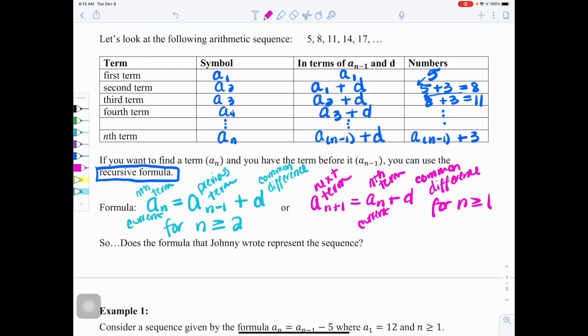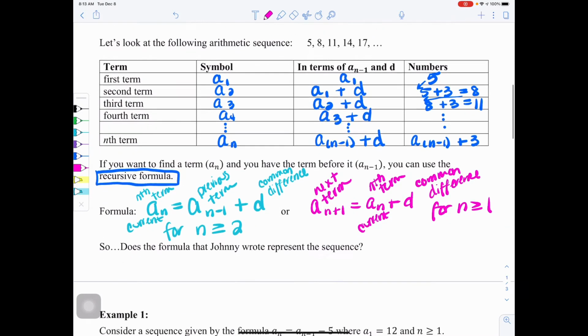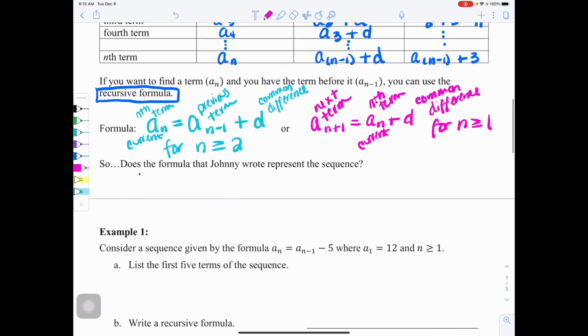So either the nth term is the previous term plus the common difference, or the next term is the nth term plus the common difference. These are all called recursive formulas. So does the formula that Johnny wrote represent the sequence? If we look back up here, Johnny wrote the nth term is the previous term, right? A of n minus 1 plus 3, and 3 was most definitely the common difference. So now we see the answer here is yes. And we'll say it is the recursive formula.